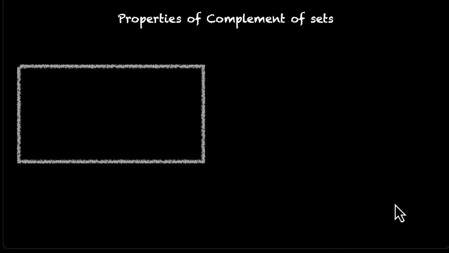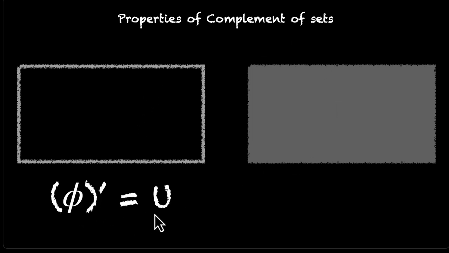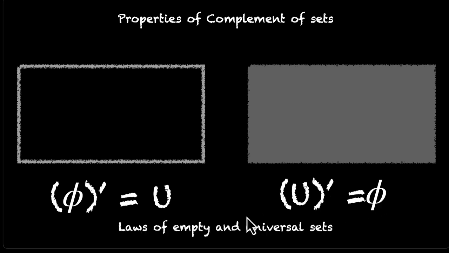Let's look at another one. We have this empty set and we have this universal set. What is the complement of the empty set? Well, if you have nothing and you take its opposite, you get everything. So the complement of phi should be equal to the universal set. And you can do this in reverse as well. What's the opposite of everything? Well, that's nothing. So the complement of the universal set should be equal to phi. And these are called the laws of empty and universal sets.